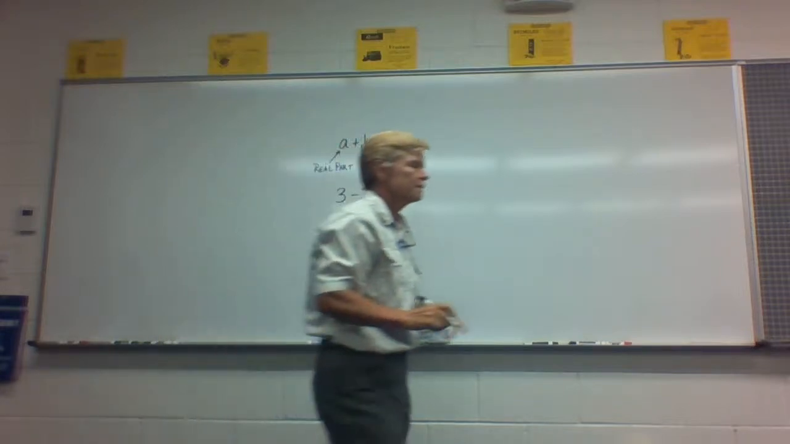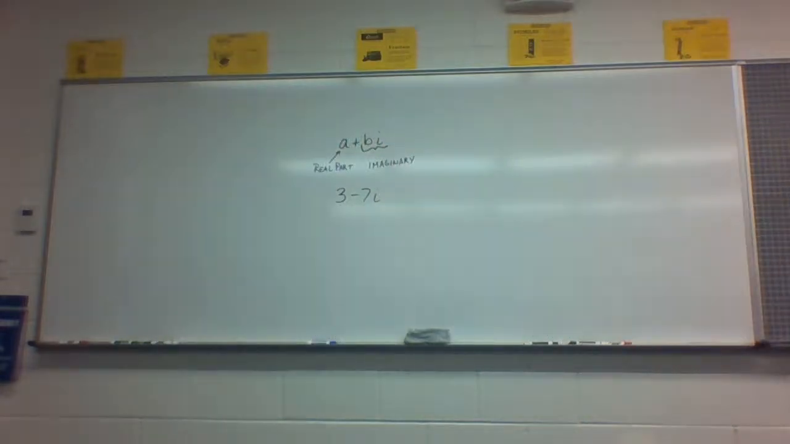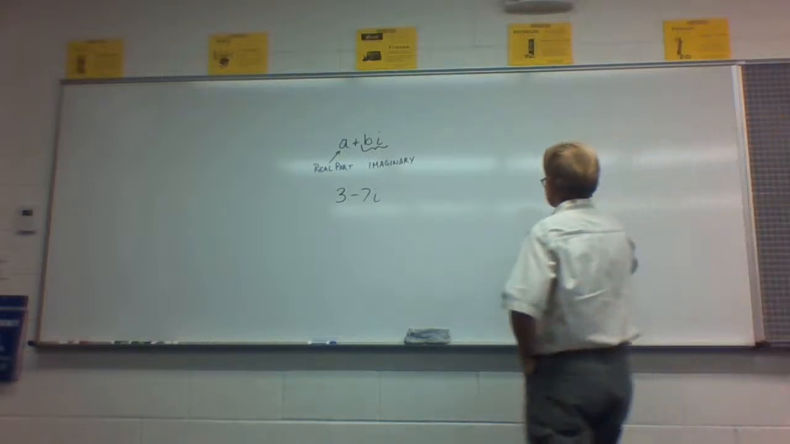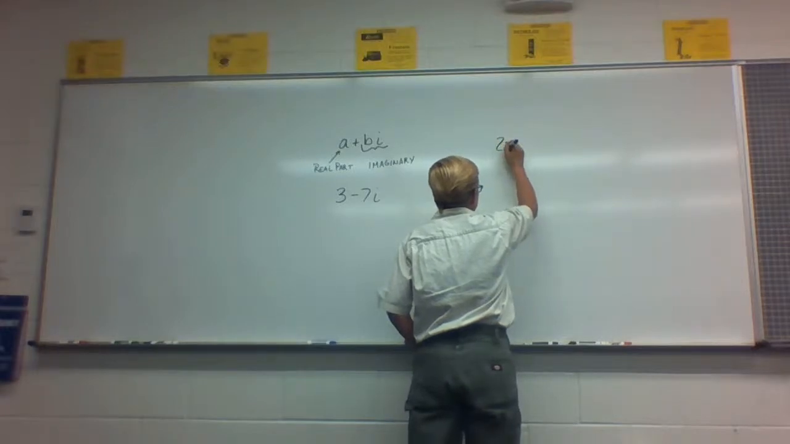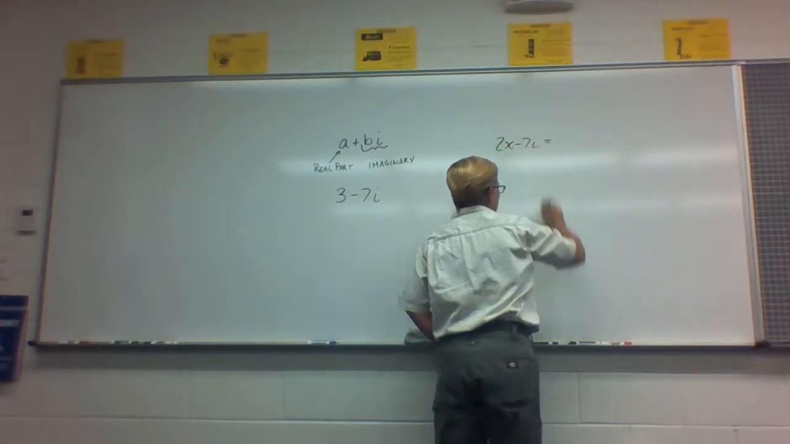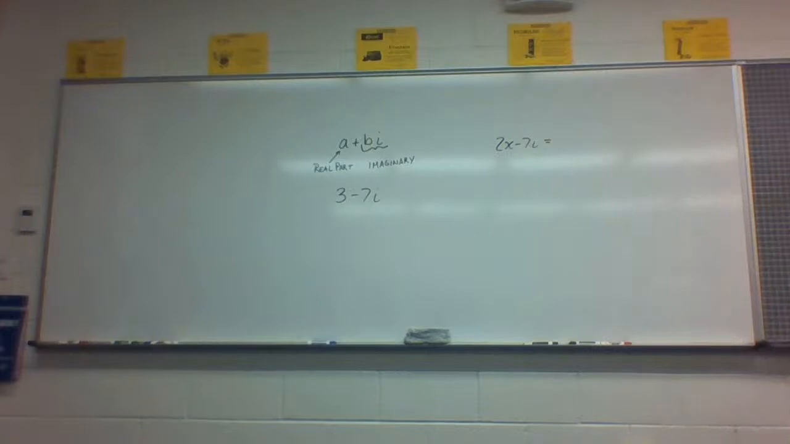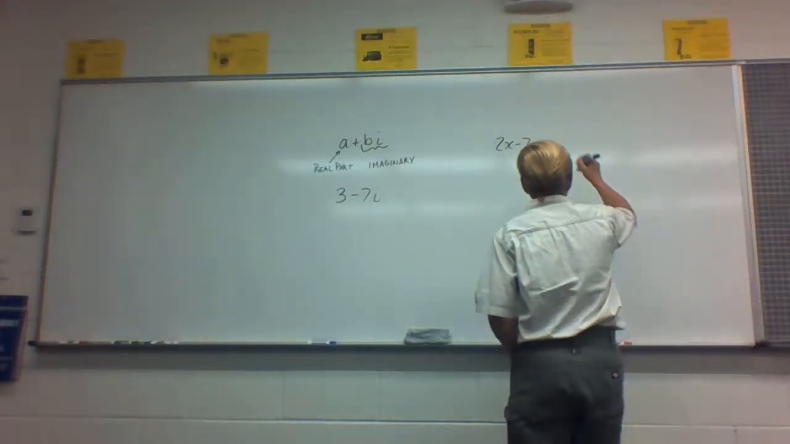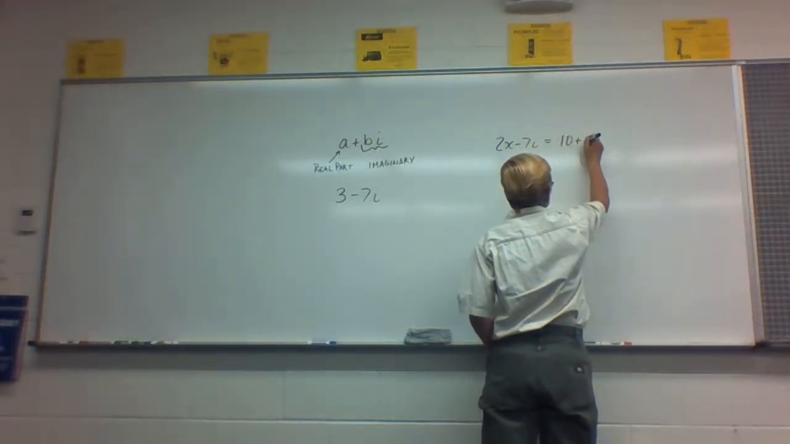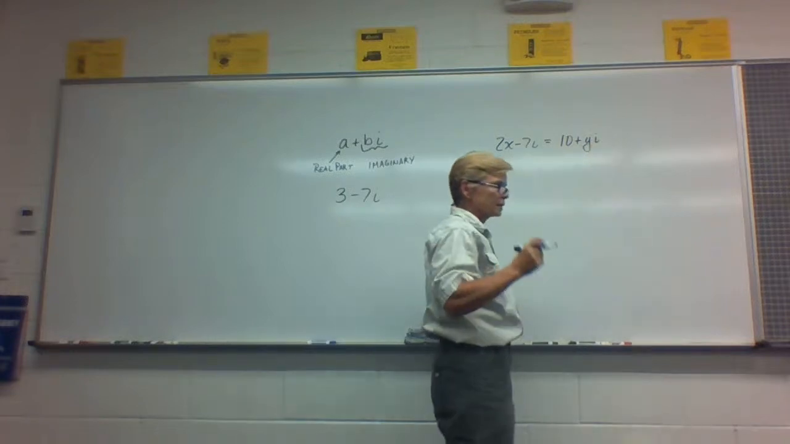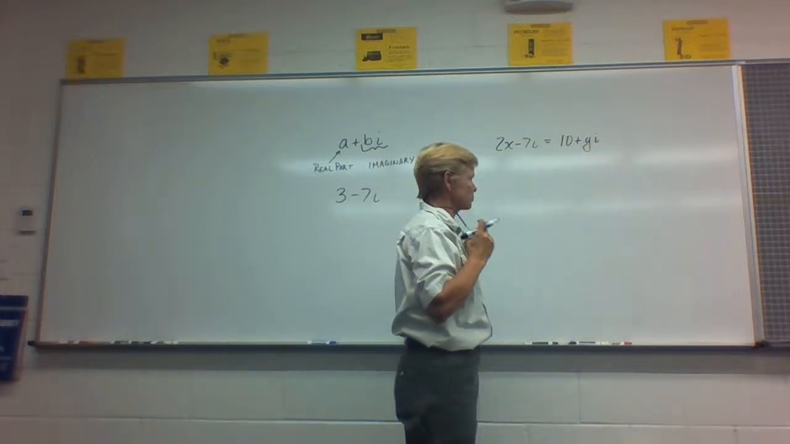So with that in mind, let's see if you can understand what we're going to do with this. We have 2x minus 7i. This is a complex number. 2x minus 7i equals 10 plus yi. These are both complex numbers, just so you understand very clearly what I'm talking about.